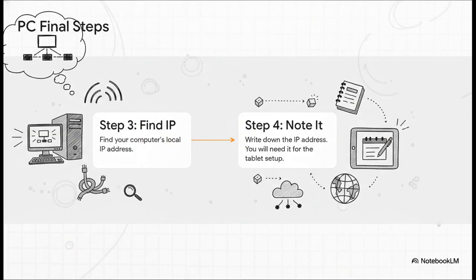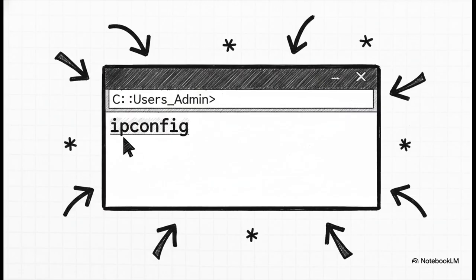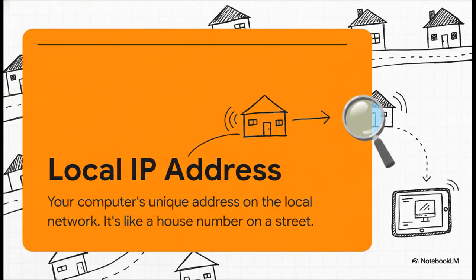Okay, one last step on the PC. We need to find its address on your home network. This little string of numbers is what's going to tell your tablet exactly where to find your computer on your Wi-Fi. Now, I know this might sound a little technical, but trust me, it's incredibly simple. All you have to do is open up the command prompt on Windows, type in ipconfig, that's one word, and just hit enter. You'll see a bunch of network info pop up, but don't worry, we only need one little number from all that text. You're going to look for a line that says IPv4 address. See that number right next to it?